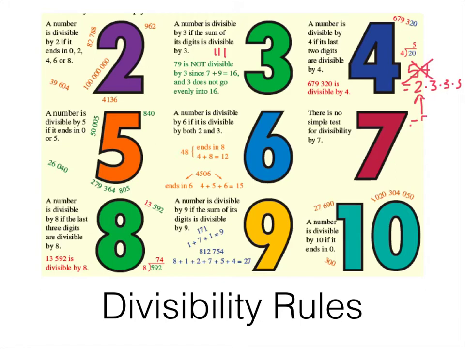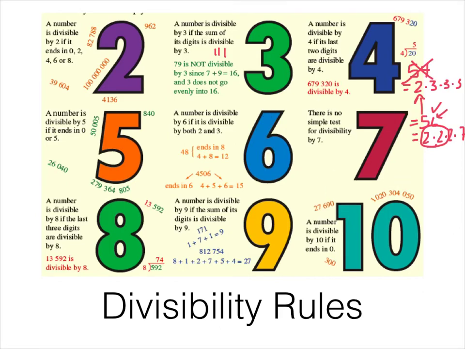But let's look at 56. 56 is 2 times 2 times 2 times 7. 2 2s. 56 is divisible by 4. So yes, it is. 5, of course, ends in a 5 or a 0 to be divisible by 5. To be divisible by 6, it's got to follow the rules for 2 and 3 at the same time.